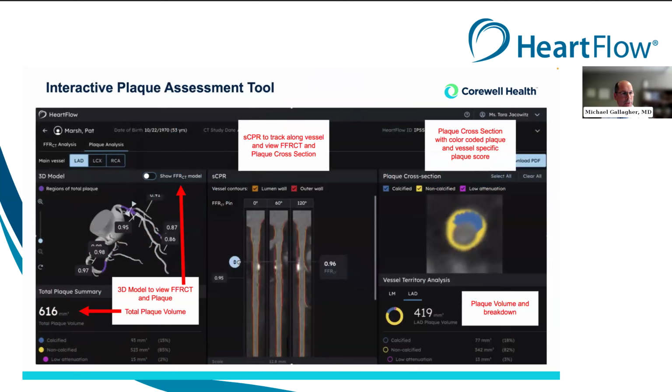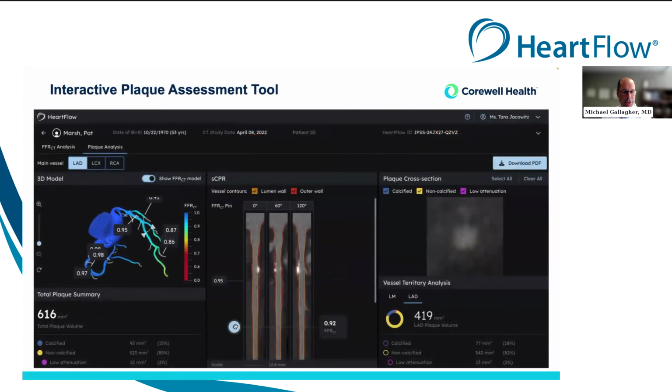What I want to share with you is, if we look for a minute at what Dr. Blankstein shared with you, on the far left model of our interactive plaque assessment tool, we sent this data off for interactive plaque analysis. You can see the 3D model to view the FFRCT and the plaque, as well as the total plaque volume on the left. In the middle, we have a straightened CPR that allows us, as Dr. Blankstein shared, to track along the vessel to look at the FFRCT values, as well as the extent and type of plaque. And on the right, in this particular case, yellow is designated as non-calcified plaque and blue is calcified plaque.